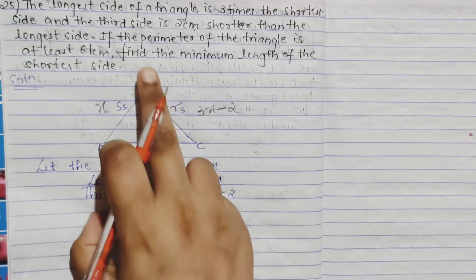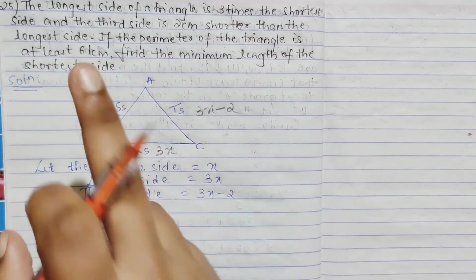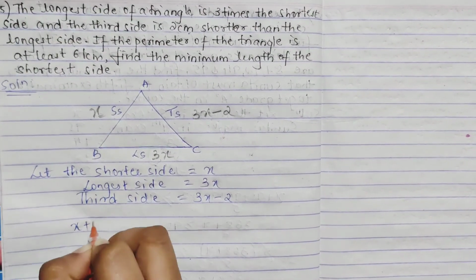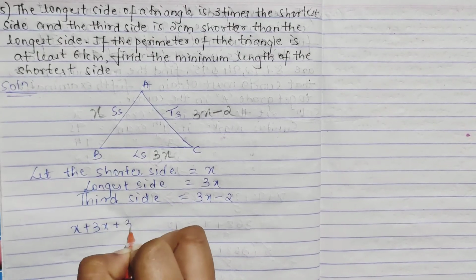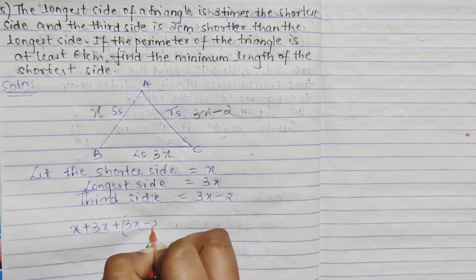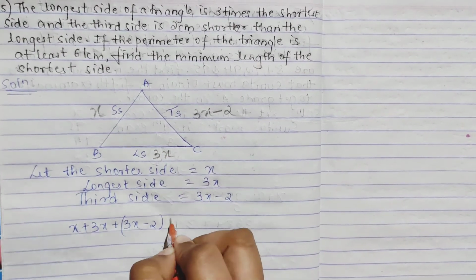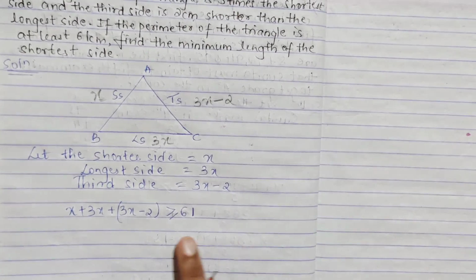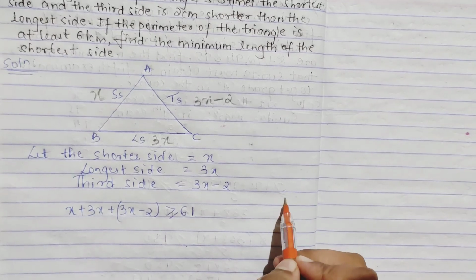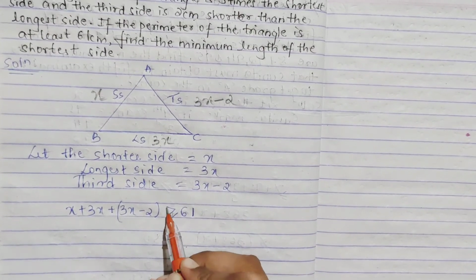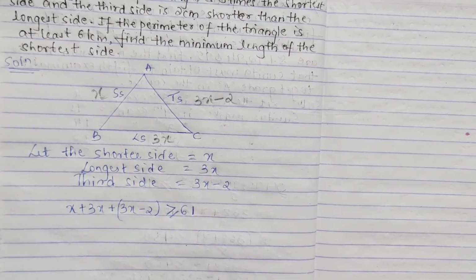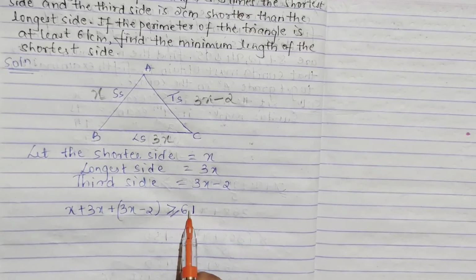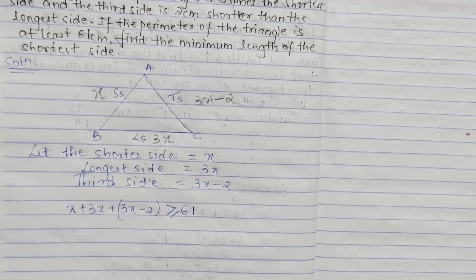Next, the perimeter of the triangle is at least 61 centimeters. Perimeter means you have to add all the sides: x plus 3x plus 3x minus 2. At least means greater than or equal to, right? At most means less than or equal to, you know that. So it is at least 61, that is, either 61 or greater than 61.